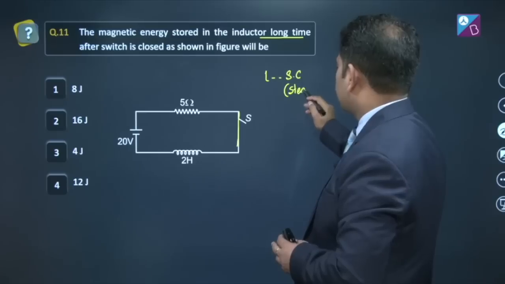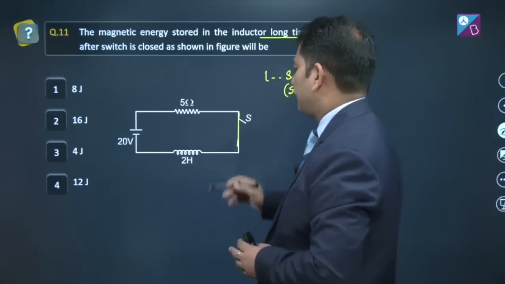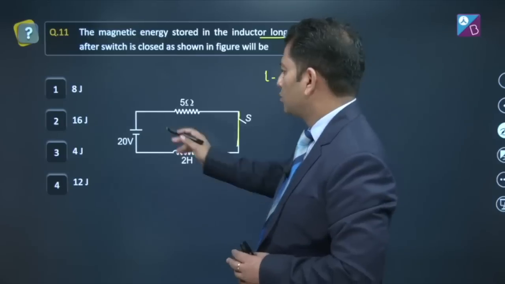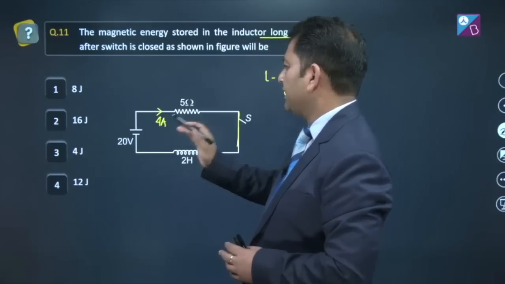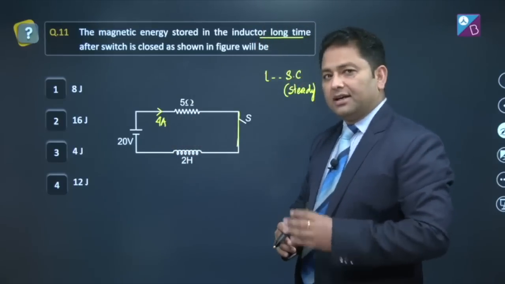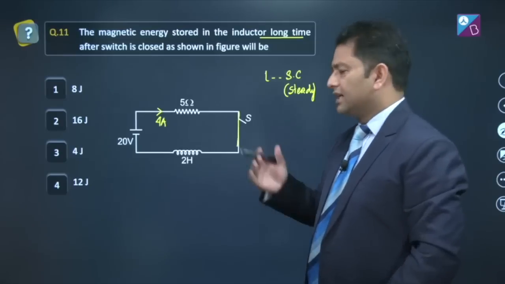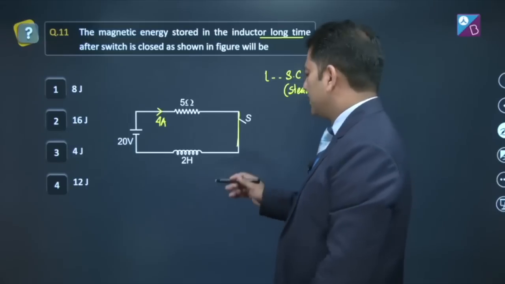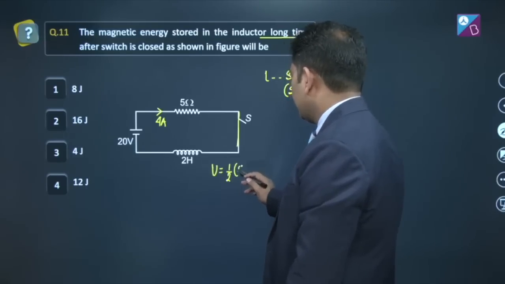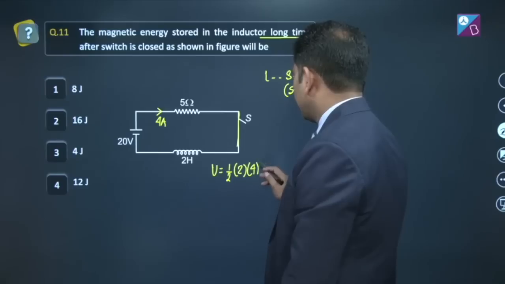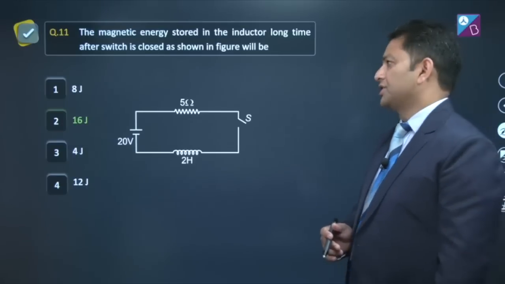At steady state. Now just see, if the inductor is replaced by a short wire, 20 volt divided by 5 ohm, the current will be 4 ampere at steady state. Now once you get the value of current, energy stored in the inductor निकालना कोई दिक्कत वाली बात है ही नहीं, because the formula for energy stored is half L multiplied by I square. So that means 16 joule will be the correct option.